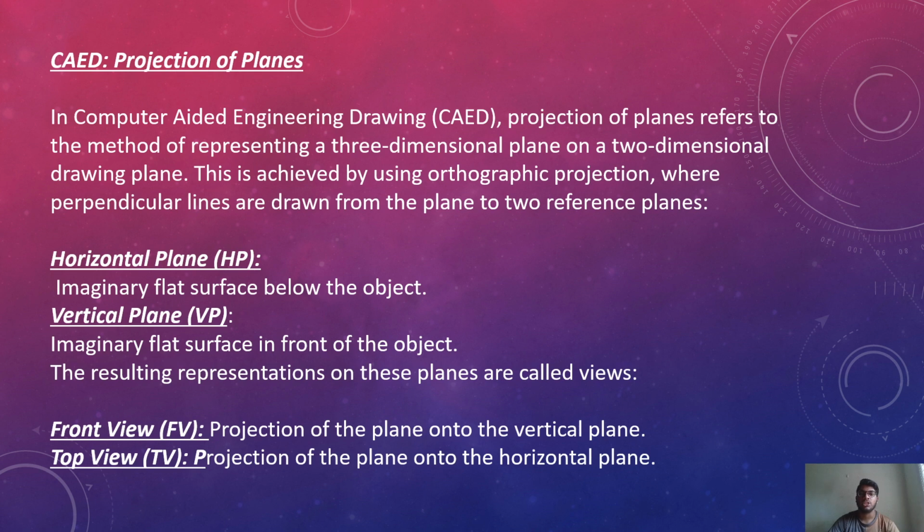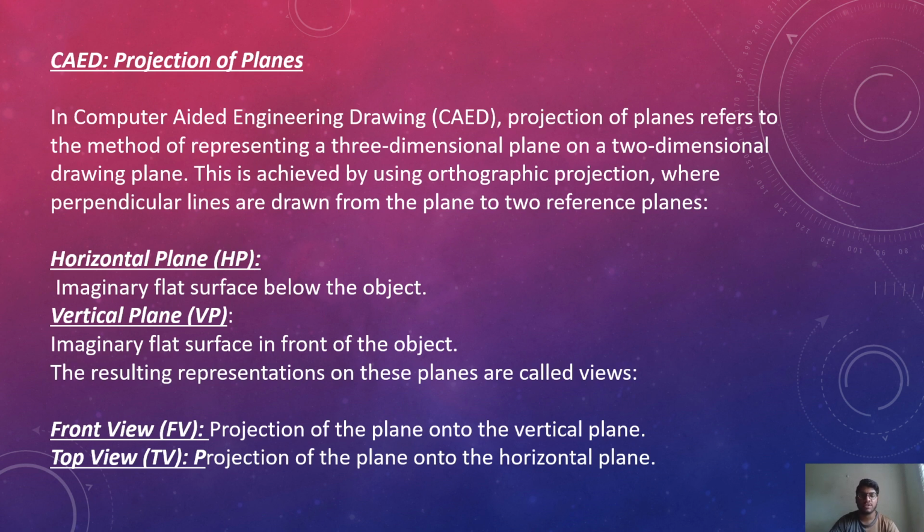Next, CAD projection of planes. In computer aided engineering drawing, projection of planes refers to the method of representing a three-dimensional plane on a two-dimensional drawing plane. This is achieved by using orthographic projection, where perpendicular lines are drawn from the plane to two reference planes. The first one is the horizontal plane, an imaginary flat surface below the object. The second one is the vertical plane, an imaginary flat surface in front of the object. The resulting representations on these planes are called views.